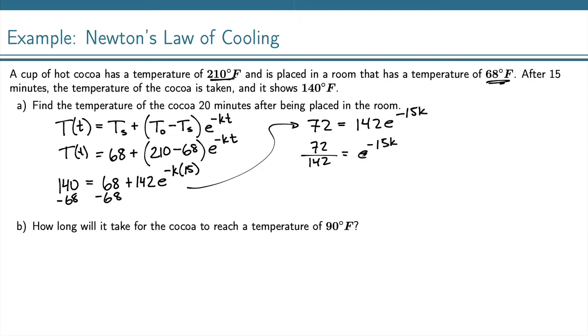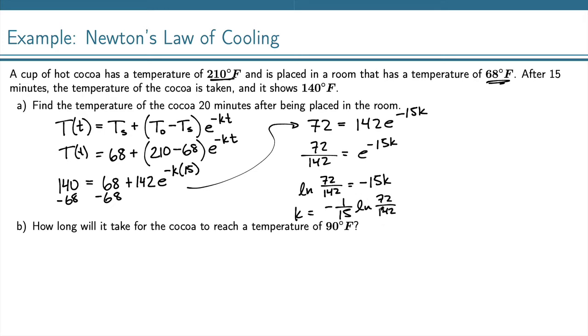Then we can get rid of the e, the base, by taking the natural log. So natural log of 72 over 142 equals negative 15k. And so we can divide by negative 15 and get k. So k equals negative 1 over 15 natural log of 72 over 142.